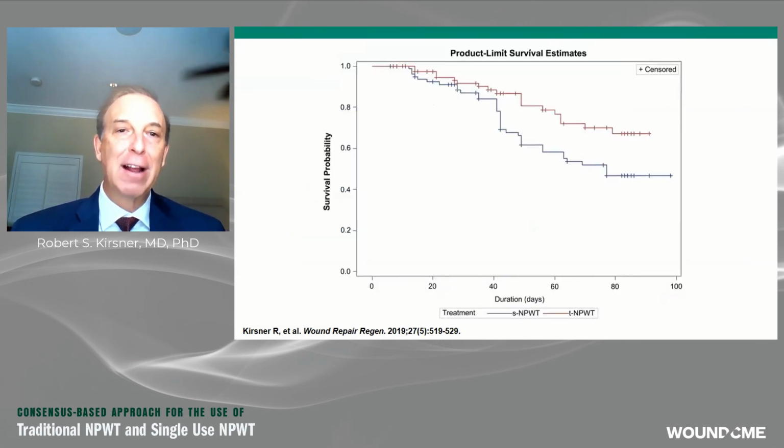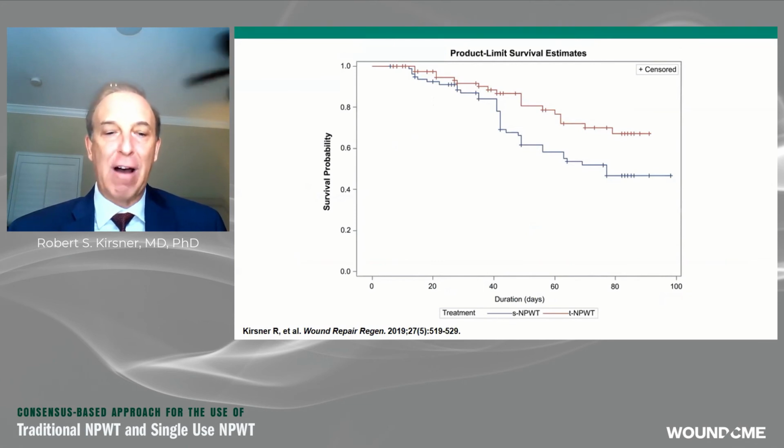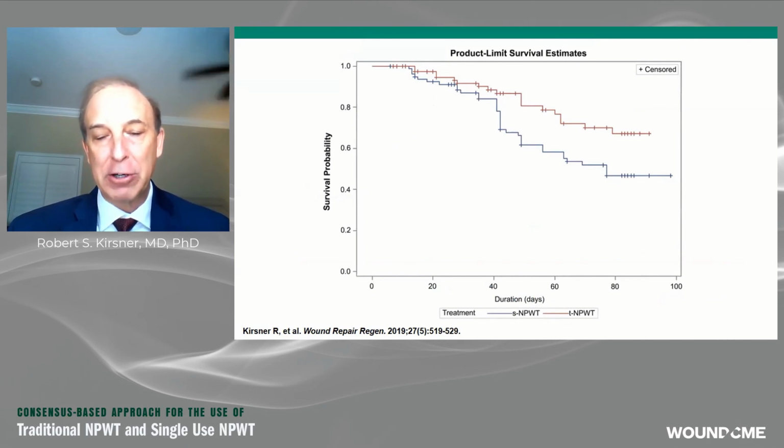We also looked at the survival, and this is a survival of the wound. So less survival is better. In the blue line is single-use negative pressure device, and the red line is traditional negative pressure device over the course of the study, which was a 12-week study.